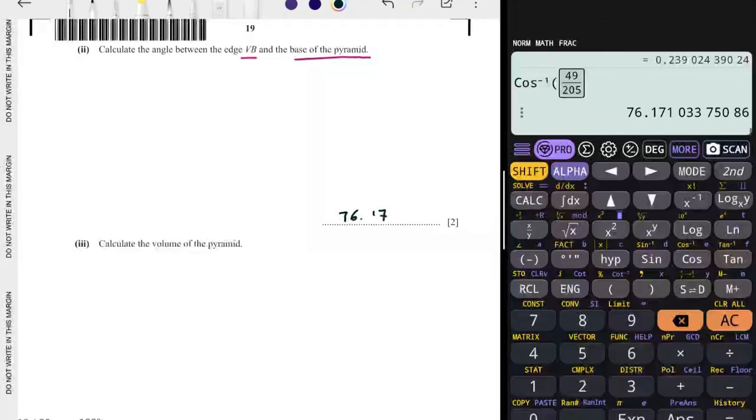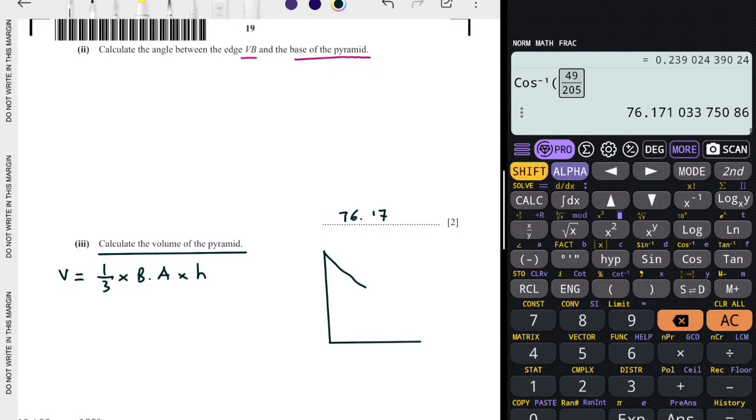Now the last part of the question is to calculate the volume of a pyramid. The formula for volume is equal to 1 by 3 times base area times perpendicular height. So if we draw the same diagram again here, this was used previously, like in the previous part we have used it.